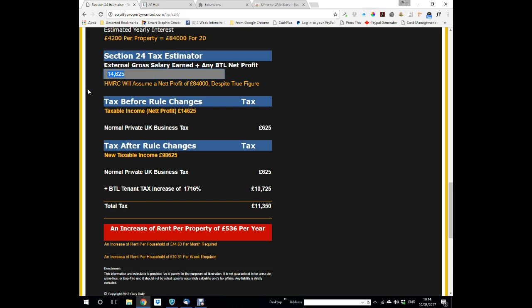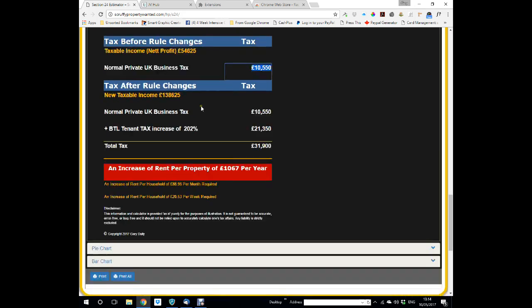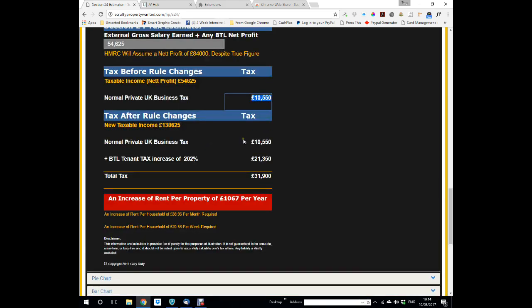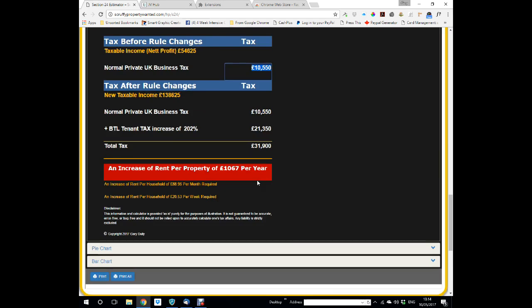However, if you've got an outside job and you earn an extra £50,000, so that would be £54,625, just put that in there, click anywhere else on there. Okay, so your normal tax will be £10,550. After the rule changes, which came in on the 6th of April 2017, by the time this is fully implemented in the year 2020, your tax bill will go from £10,550 to approximately £31,900 based on that number of properties and portfolio.